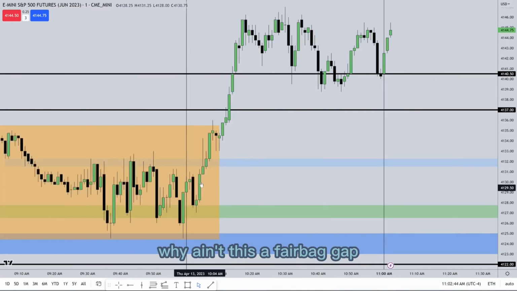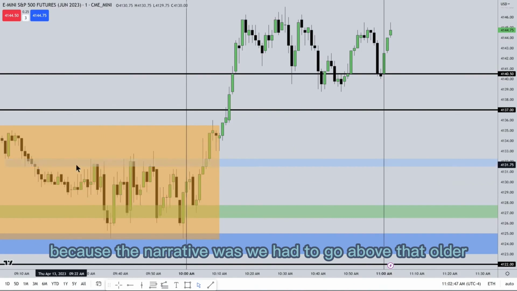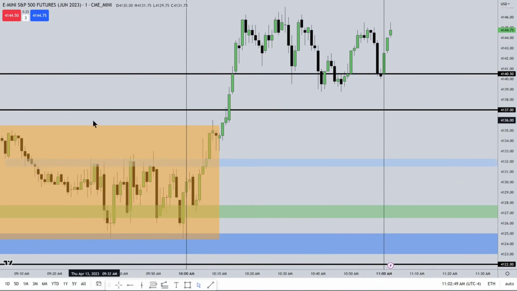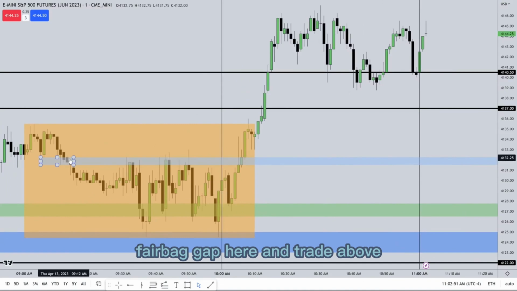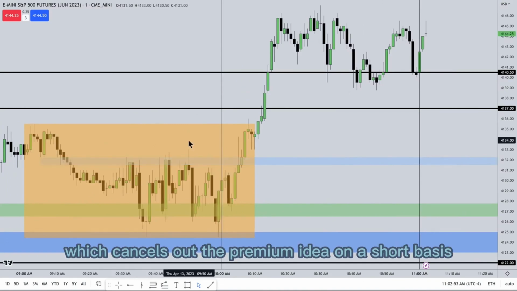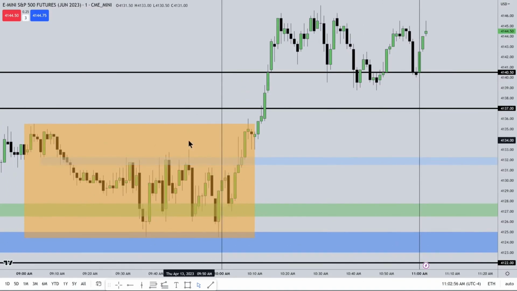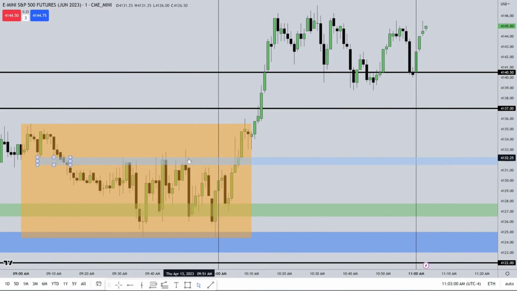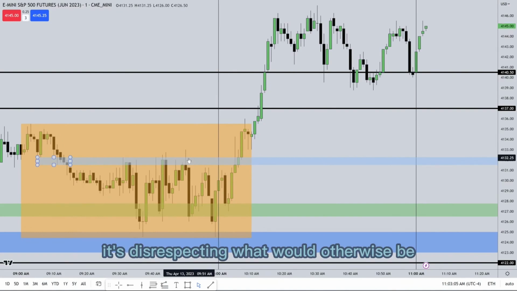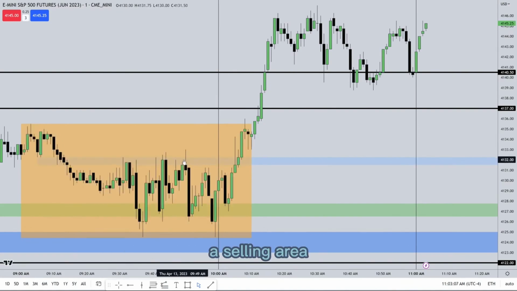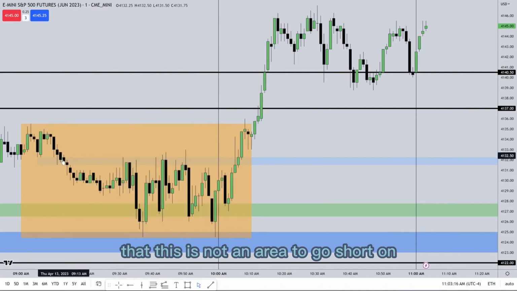Why ain't this a fair value gap? Because the narrative was we had to go above that older fair value gap here and trade above, which cancels out the premium idea on a short basis. Because if it can trade through that, what is it doing? It's disregarding, disrespecting what would otherwise be a selling area. And how many times did we trade up into that? Multiple times. So it's warning you. It's telegraphing to you that this is not an area to go short on.